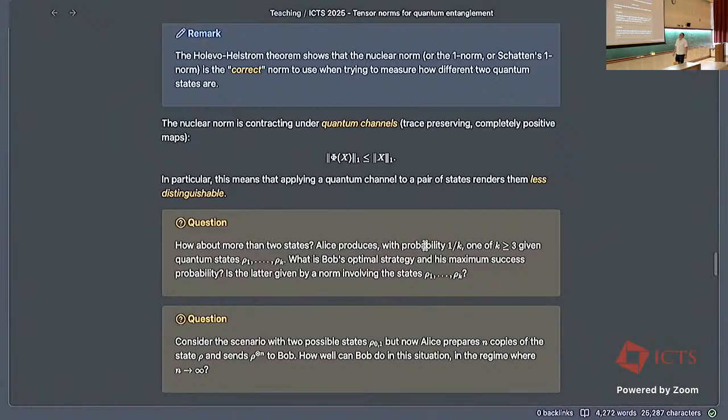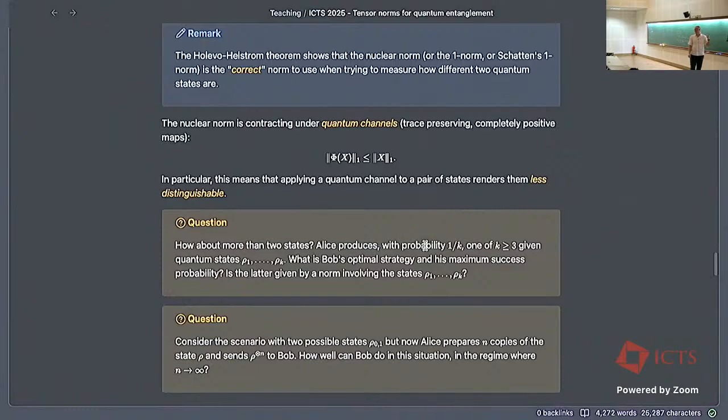And another question that you might like to think about is the following. The same as in the case before, we just have two states, rho 0 and rho 1. But now instead of preparing just one copy, Alice prepares n copies. So Alice prepares either rho 0 tensor power n or rho 1 tensor power n, n identical copies of the state. She sends either rho 0 tensor power n or rho 1 tensor power n to Bob. Bob now has these n copies of this unknown state, and he has to guess: did Alice's coin show 0 or 1?